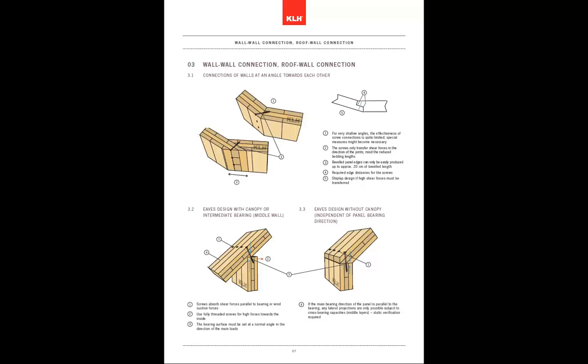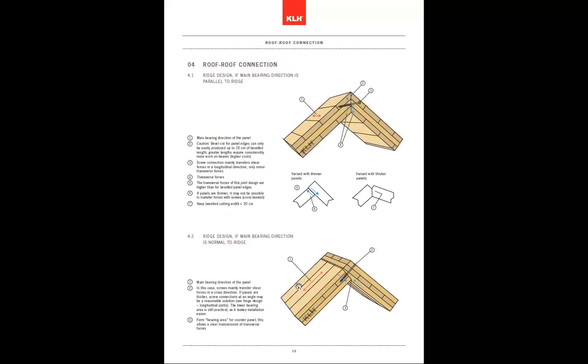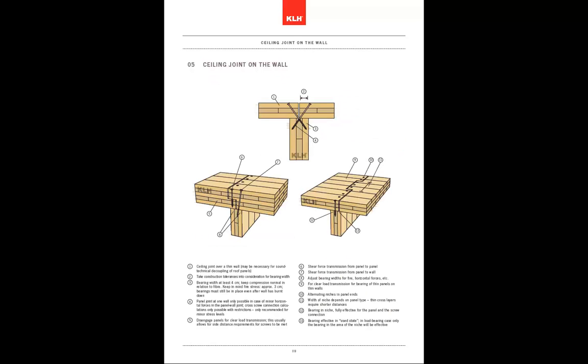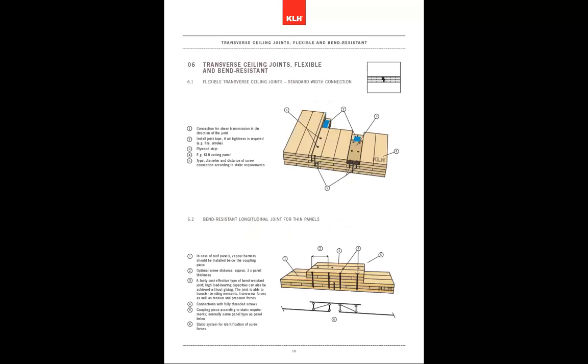Just a few angled connections. I mean, you can see how simple it is here. They simply cut the CLT to the right angle, and then they put some huge screws through it. Very straightforward. Some other types of connections there, different ways of joining panels, different angles, using the screws at multiple angles.